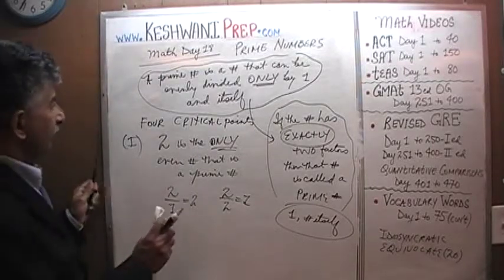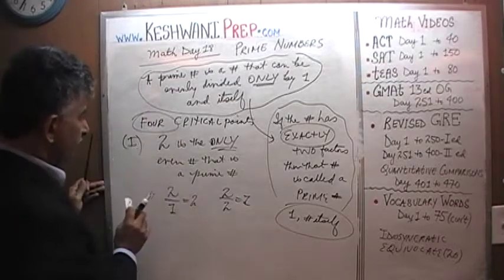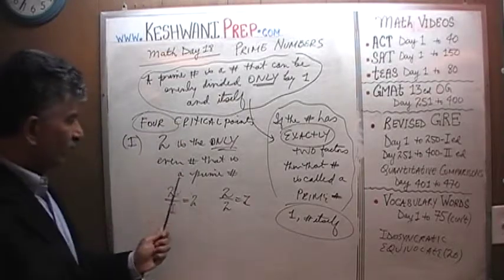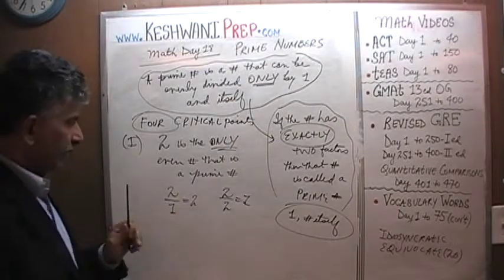Number 2. We have 4. Remember, we talked about 4. I need the room so we have to erase all of this. Let's continue here. So 2 is the only even number that is a prime number. No other even number is a prime number.